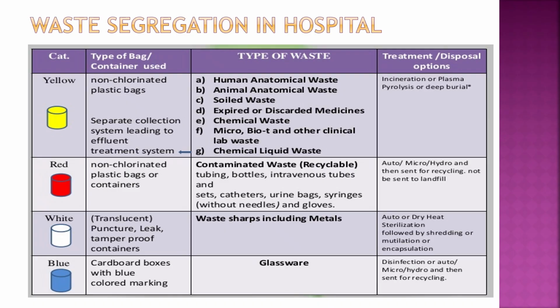So mainly it contains waste sharps including metals, and the method of disposal is autoclave or dry heat sterilization, then shredding or mutilation, and then encapsulation for reuse. Then the blue color is a cardboard box with blue colored marking. The type of waste is mainly broken glass waste, slides, cover slips, pipettes or ampules without medicines. The treatment can be disinfection, autoclave, microwave, and then recycling should be done.